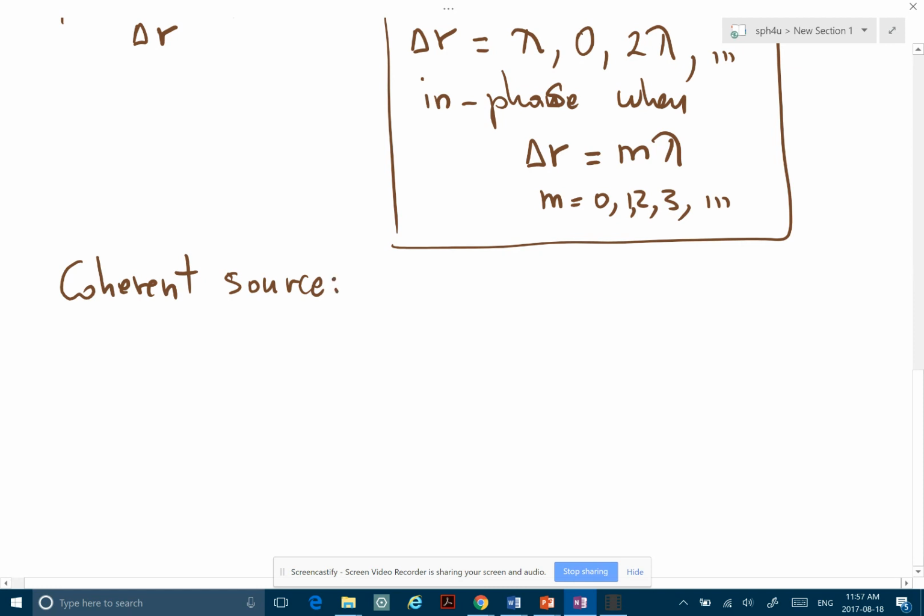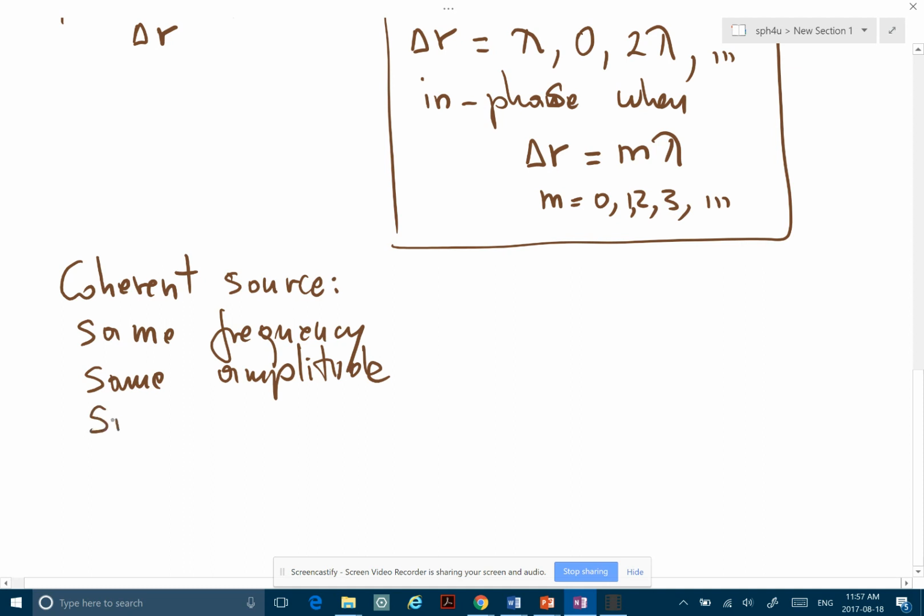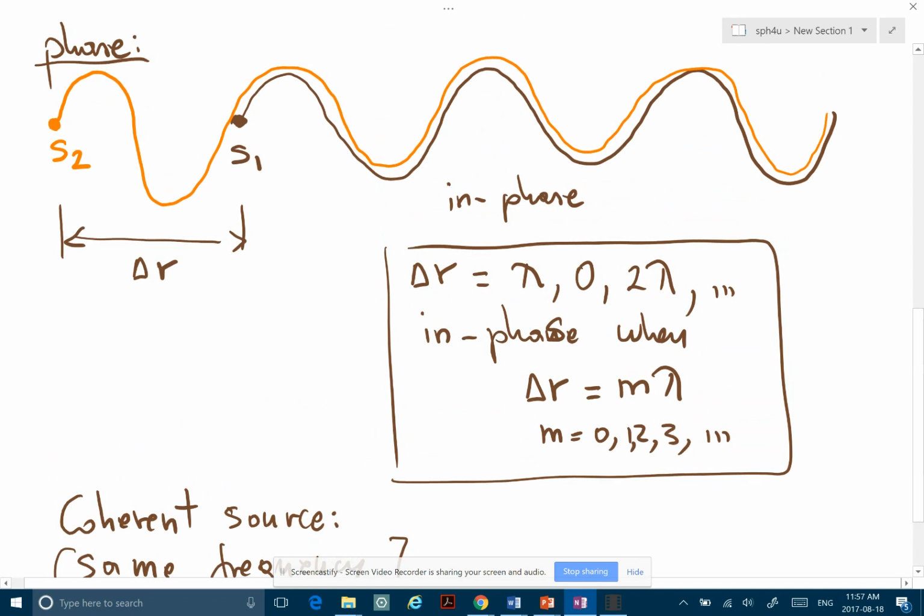What does it mean, coherent? It means they have the same frequency, all right? They have the same amplitude, and pretty much they have the same behavior. Which means when one is up, the other one is up. When one is down, the other one is down, as you can see here, right? Imagine having two ropes, two people, S1 and S2. They are both moving the ropes at the same time, starting from up and then down, okay? So this is in phase.